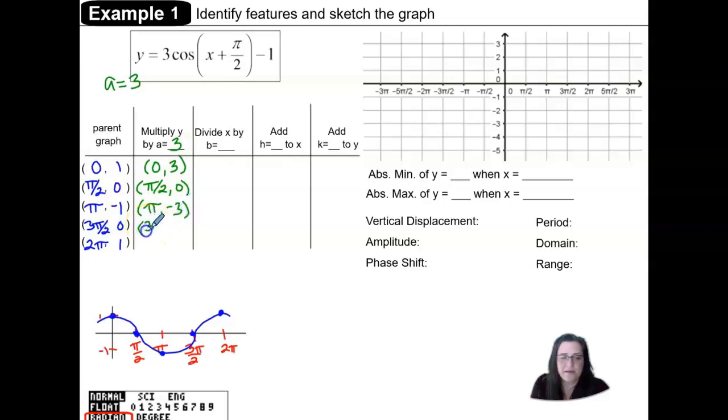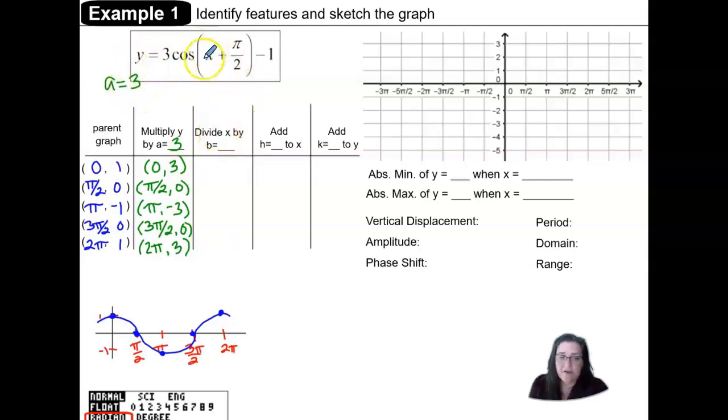Then my x, 3 pi over 2, stays the same. 0 times 3 is 0. And 2 pi, that's the x, that stays the same. And 1 times 3 is 3. Okay, that was our vertical stretch.